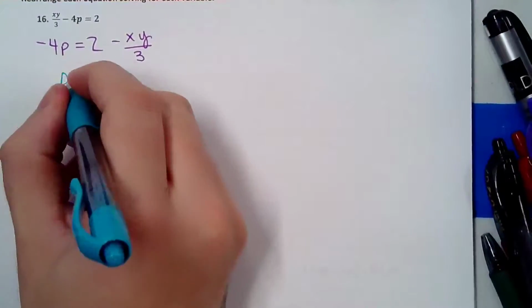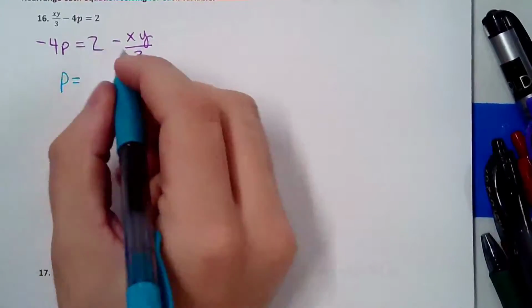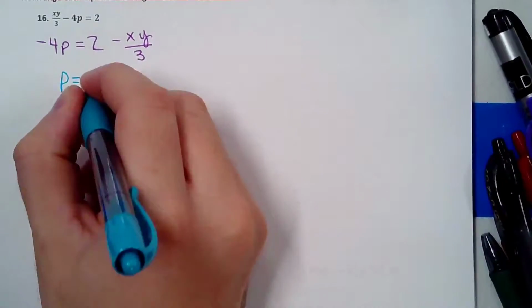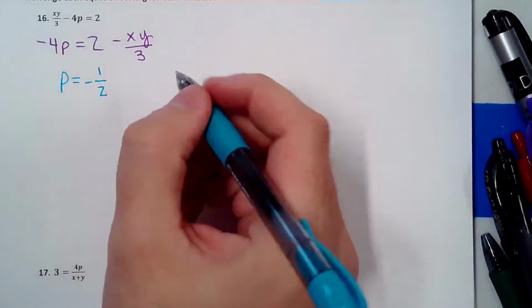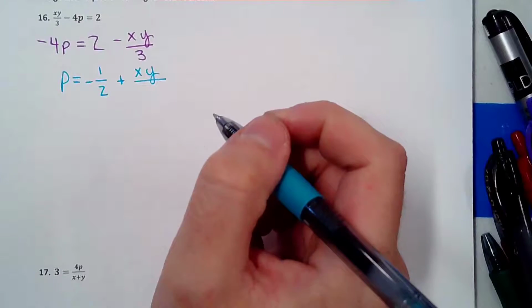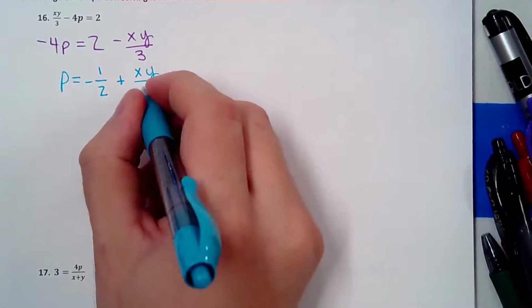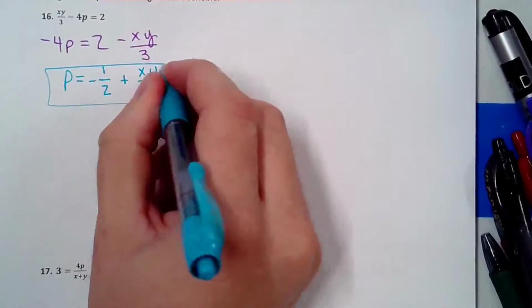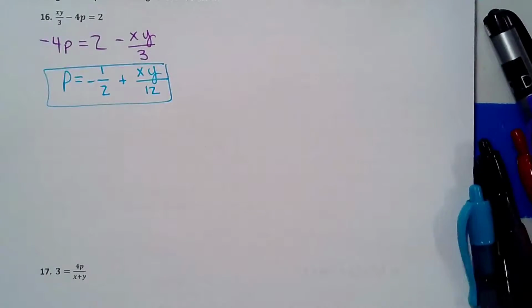Divide by 4. Everything divided by 4. The 2 divided by 4 is a half, but it's going to be negative. Two negatives, right? That's going to be a positive. xy is already being divided by 3. If we divide it by 4, it's really like dividing it by 12. I'm not going to show you the other ways to do it, okay? That's how I did it.